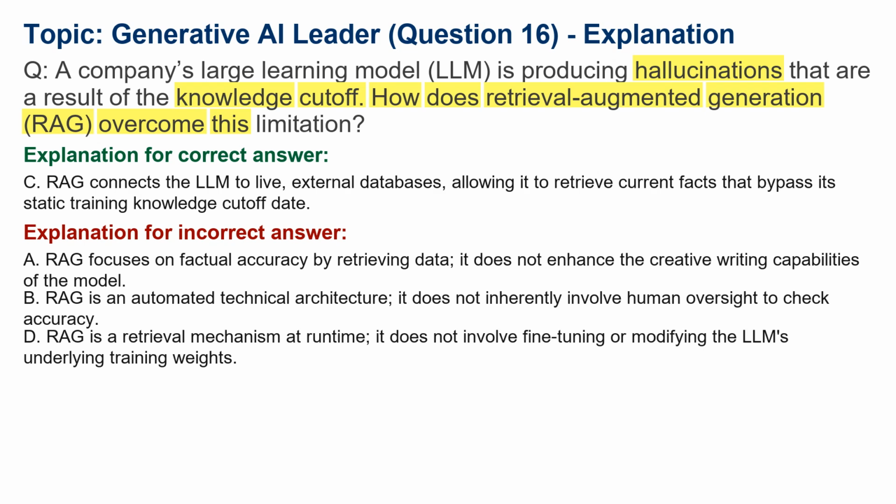Why are the others incorrect? A. While RAG focuses on factual accuracy by retrieving data, it does not enhance the creative writing capabilities of the model. B. RAG is an automated technical architecture, it does not inherently involve human oversight to check accuracy. D. RAG is a retrieval mechanism at runtime, it does not involve fine-tuning or modifying the LLM's underlying training weights.